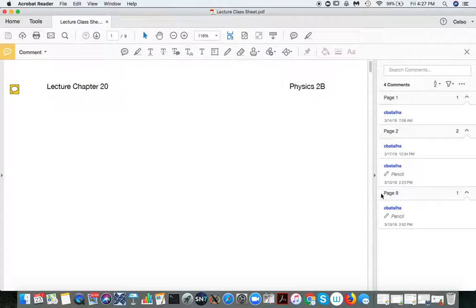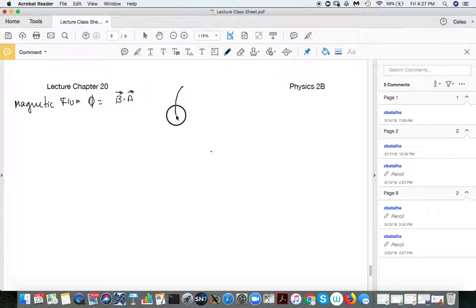So this chapter basically defines what's called magnetic flux. Magnetic flux, for us, is basically the dot product between the magnetic field and the area through which this magnetic field goes.